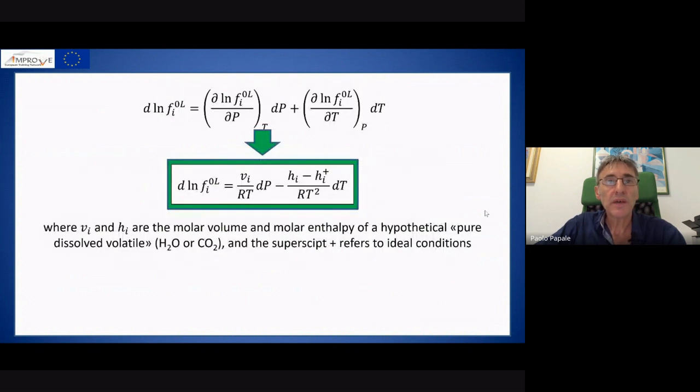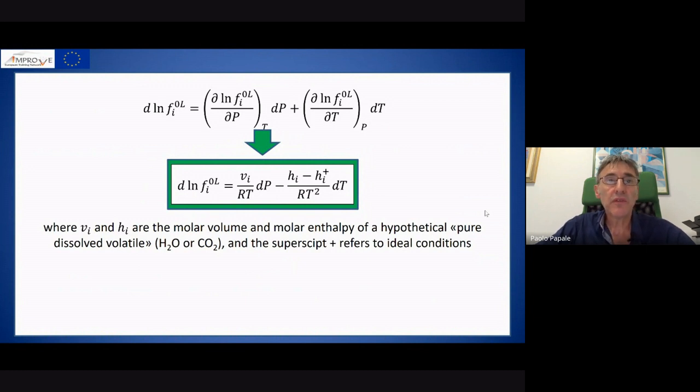So, we have started from a general expression for the pressure-temperature differential of fugacity, or more correctly, its logarithm, and have come up with a nice compact expression telling us that the change in fugacity, when slight changes in pressure and temperature occur, depends on molar volume and molar enthalpy. This is a fully general expression.